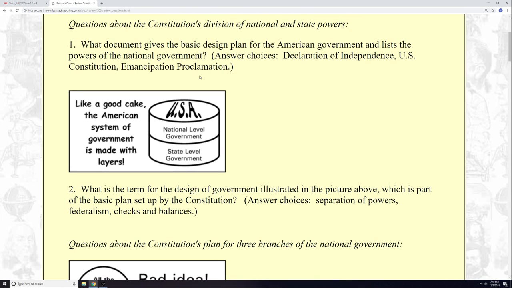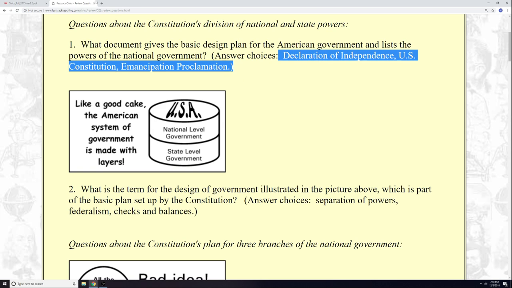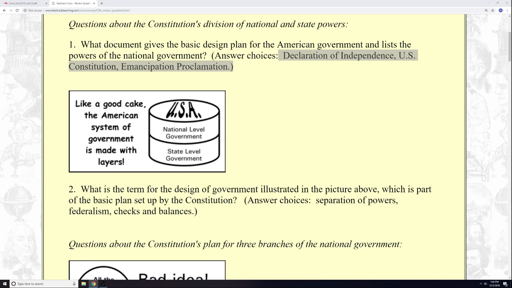What's the document that does all this? That tells us everything. Which one of these documents? Y'all better get this. Do I want to sneak you some answers? No. Though I do have the test in front of me. Are there any graphs? And the answer is Constitution. Good job, Elizabeth.